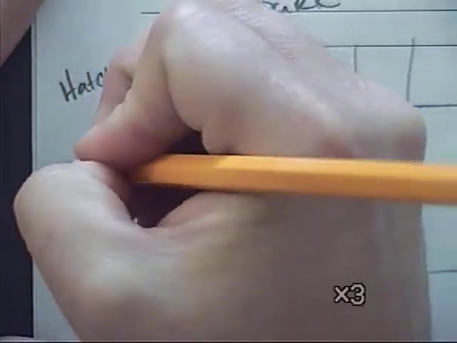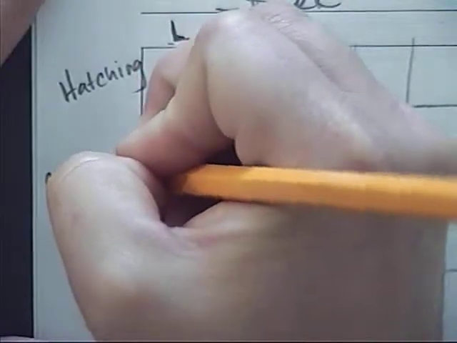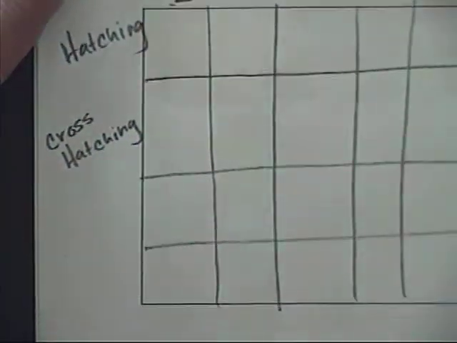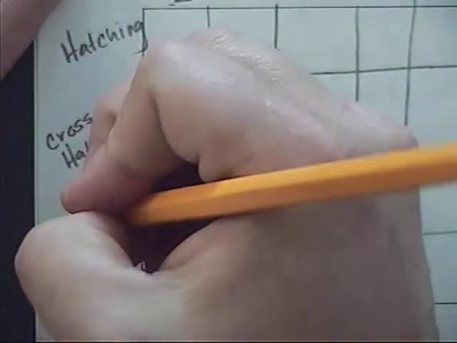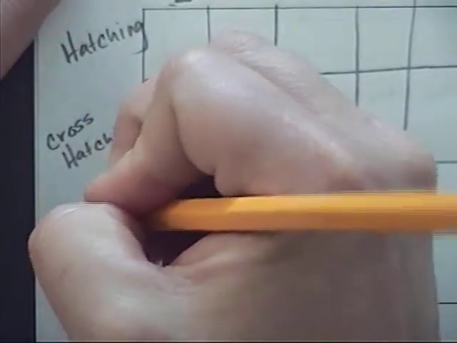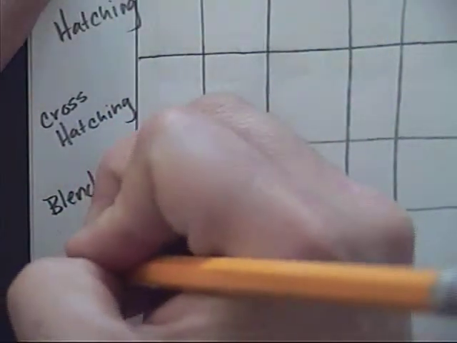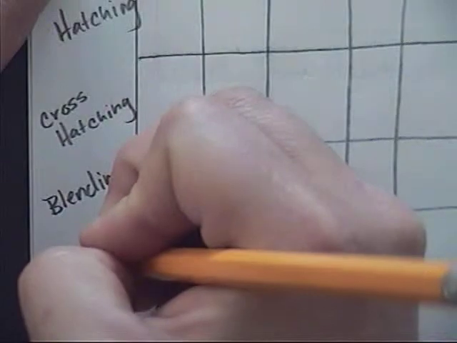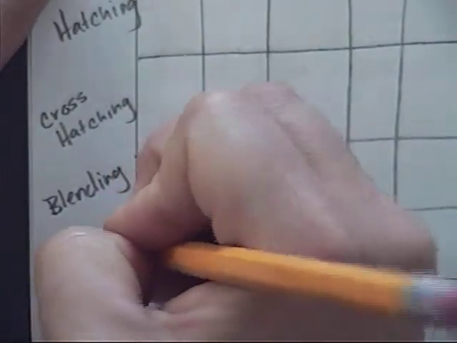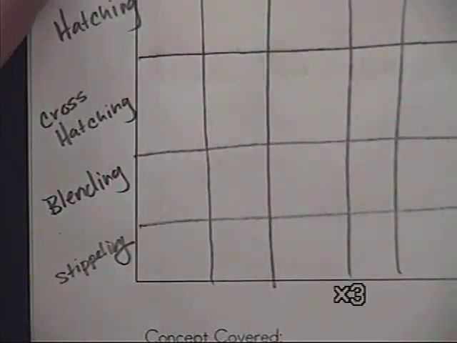I'm in a little closer here. Hatching, we're going to use cross hatching. We're going to use blending. I'm going to show you stippling. Oh, wrong way.